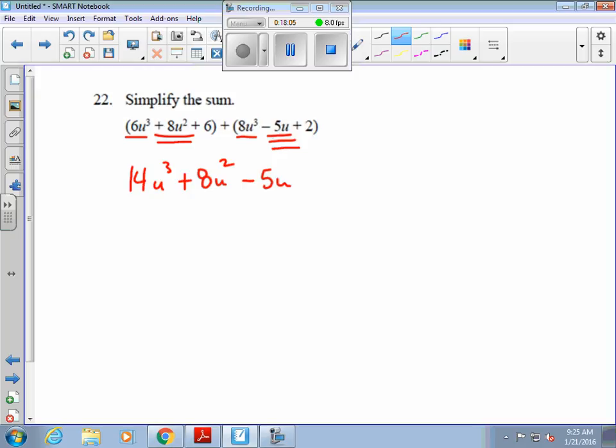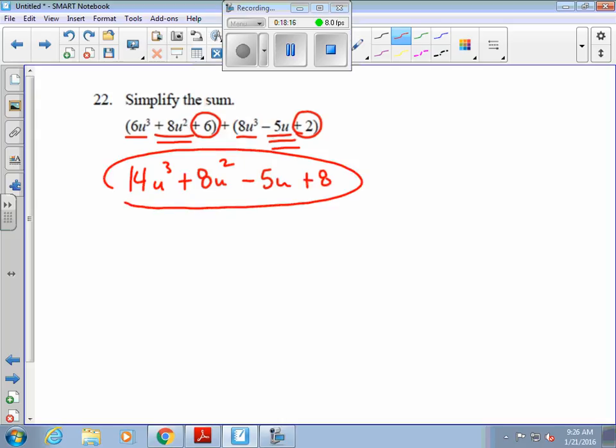And then the last thing you have is the constant terms. This one here, 6 plus 2, positive 8. Make sure you check your degrees. You can only combine terms, meaning adding and subtracting them, when they have the exact same variable raised to the exact same exponent.